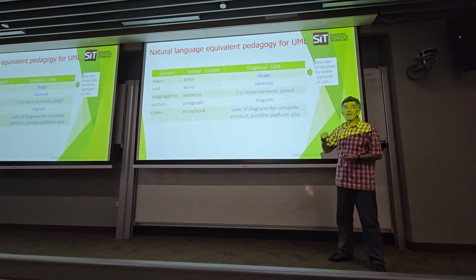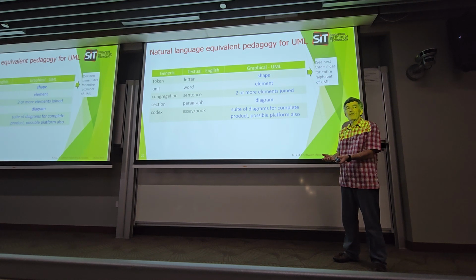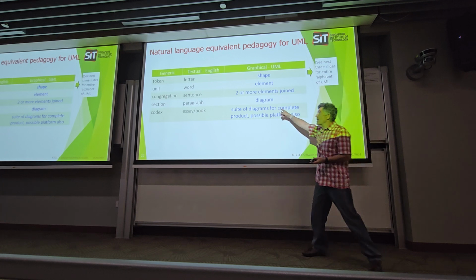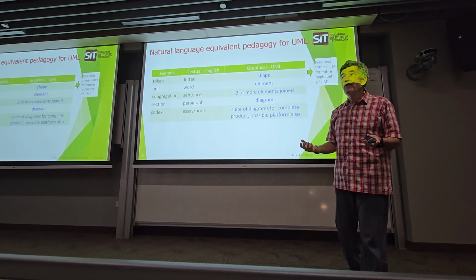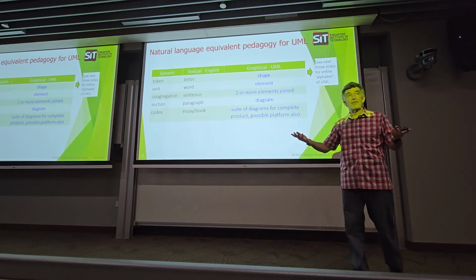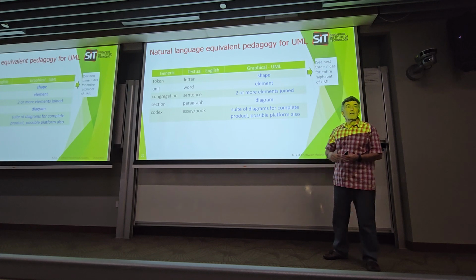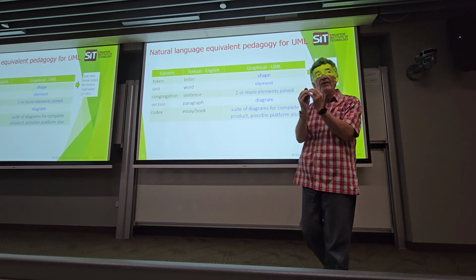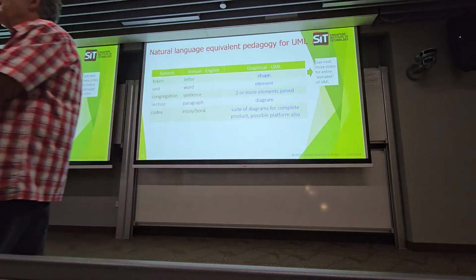When two or more elements are joined, that becomes a sentence. I'll explain that for the class diagram. It's better that I use a diagram to actually show you what I mean with that. The diagram is pretty well like a paragraph. There are 13 paragraphs, in other words. And then finally, if you want to make a book, what you do is you add a whole bunch of diagrams together.